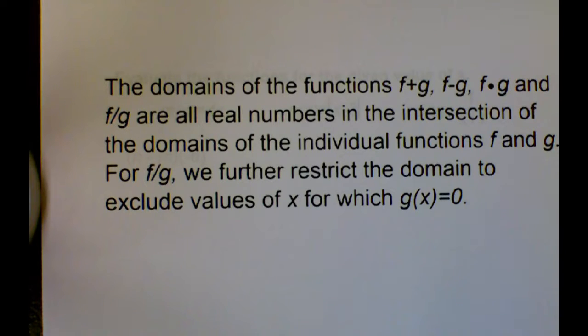The domains of the functions f plus g, f minus g, f times g, and f divided by g are all real numbers in the intersection of the domains of the individual functions f and g, so whatever they have in common. For f divided by g, we further have to restrict the domain to exclude the values of x for which g of x equals 0. So we have to limit it a little bit more.